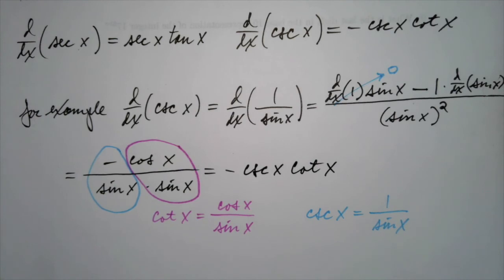So this is how to derive the derivatives of trig functions. Once you already know that the derivative of sine is cosine and the derivative of cosine is minus sine, you can derive the derivatives of all the other trig functions using the quotient rule.